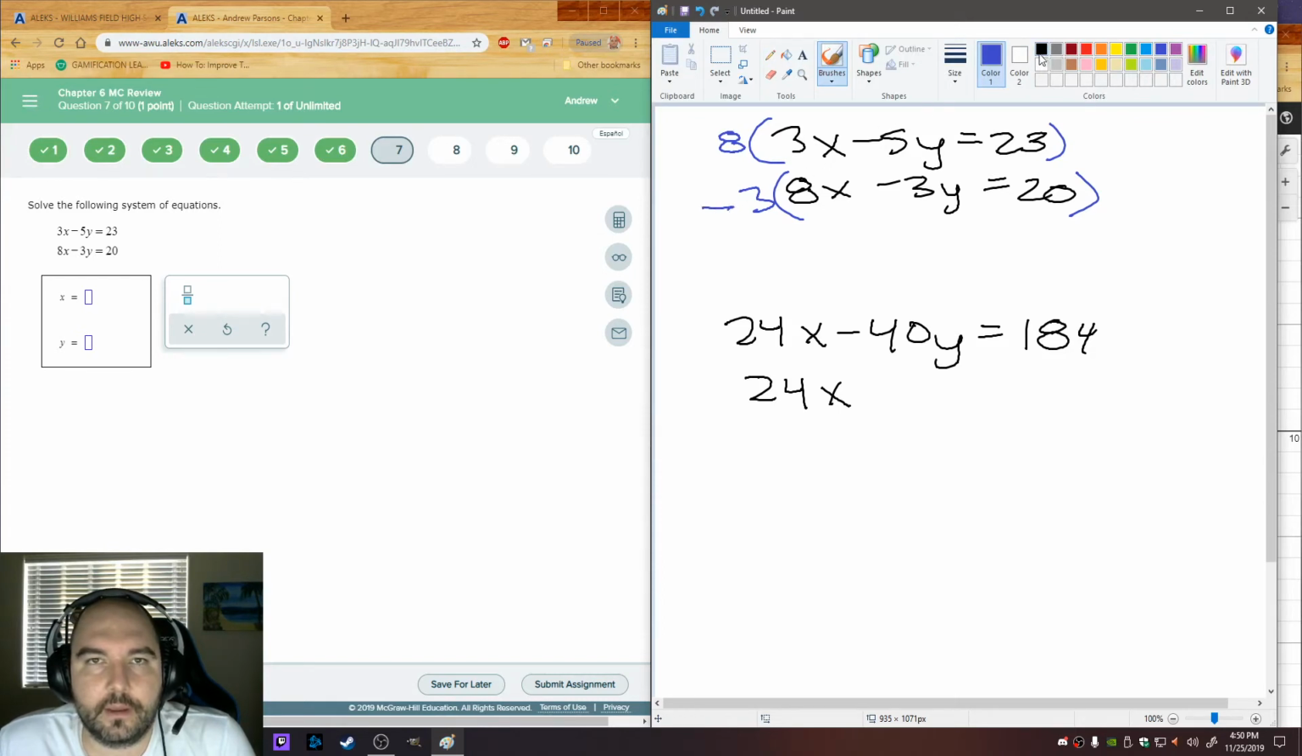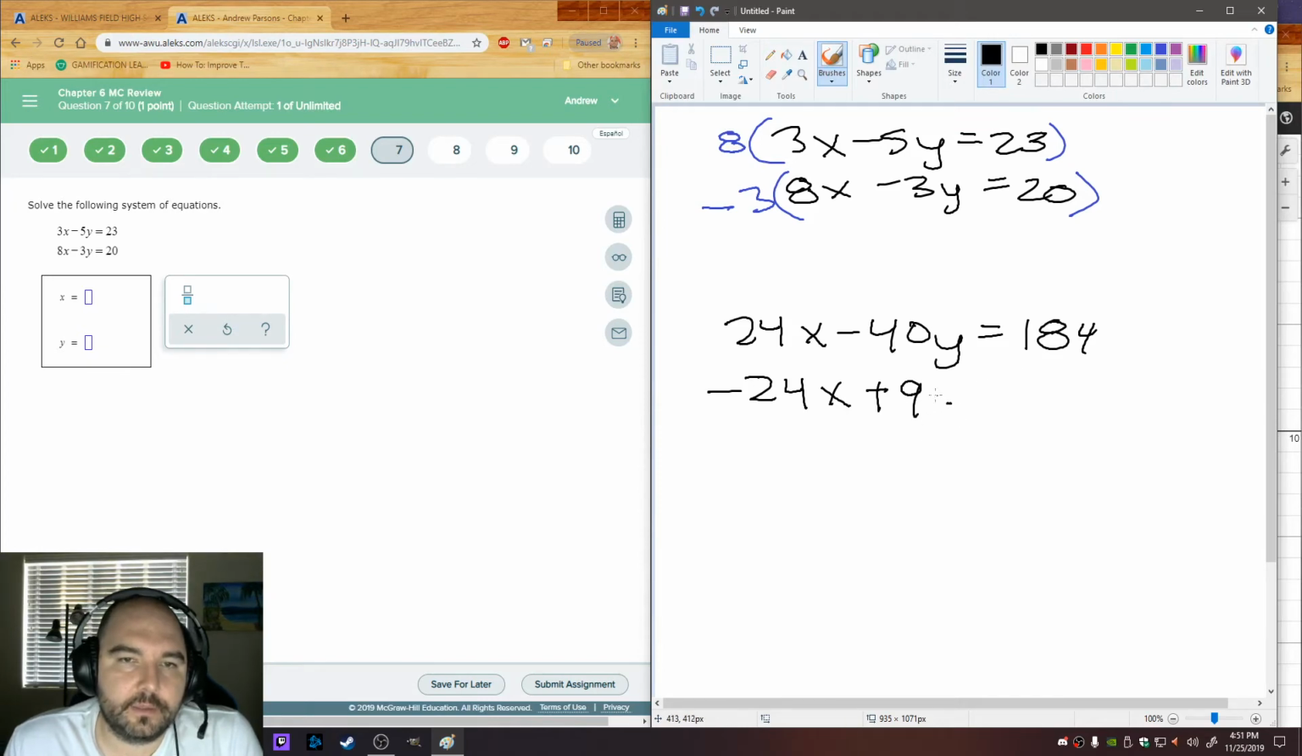Negative 3. Now that'll make negative 24x. We got to make sure these are opposite, because I'd rather just add them together, and the only way to add them together and cancel stuff out is if they're opposite signs, so I had to go back and change it to a negative 3 to fix it. So negative 24x plus 9y, oops, okay, equals negative 60. Bigger numbers here.